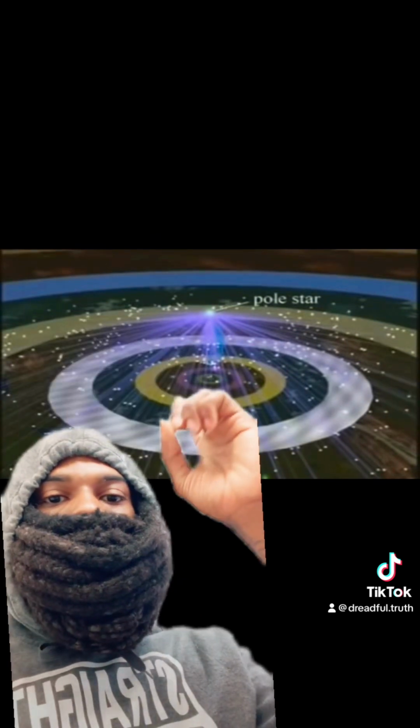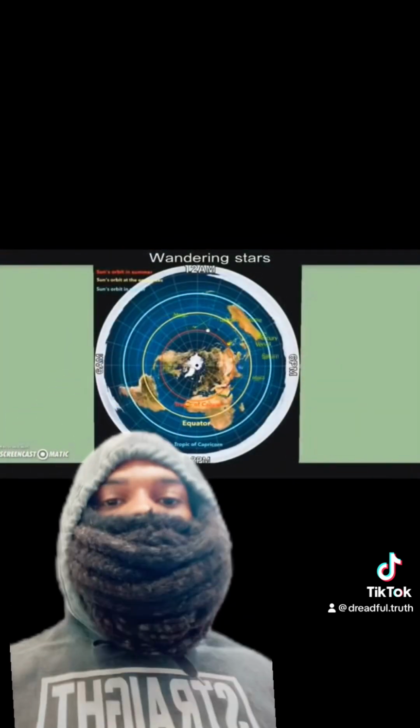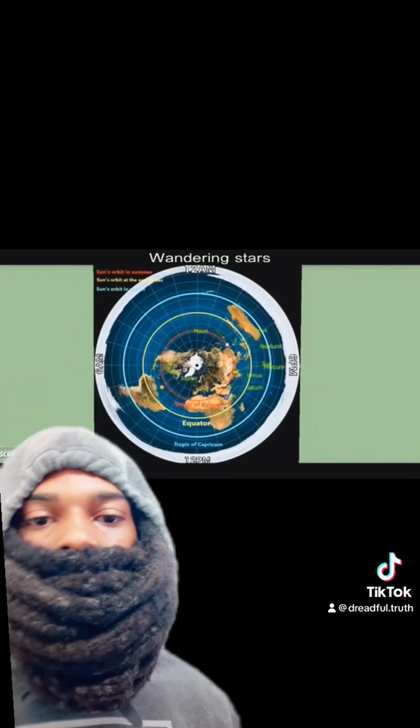I believe that the North Star is a reflector. I believe that the North Star is the main source of all these lights. The sun, moon, and stars circumnavigate around the North Star.